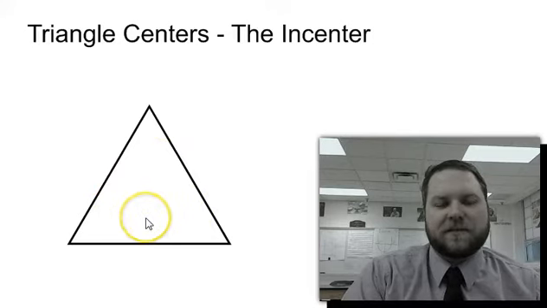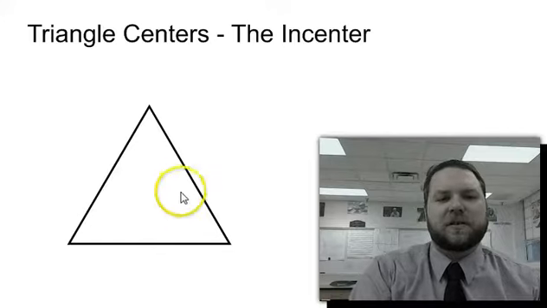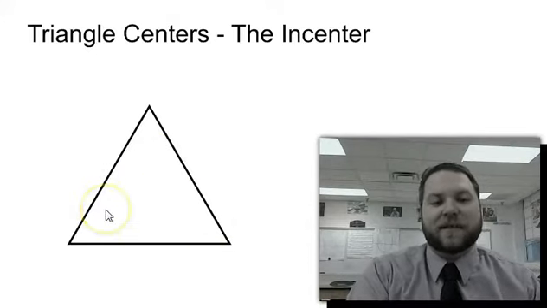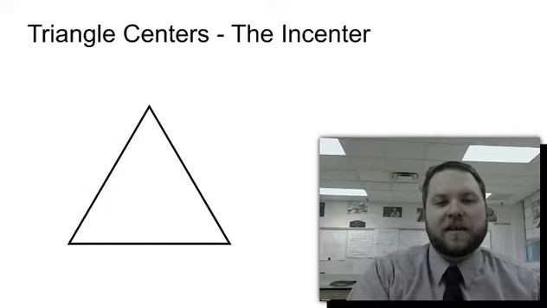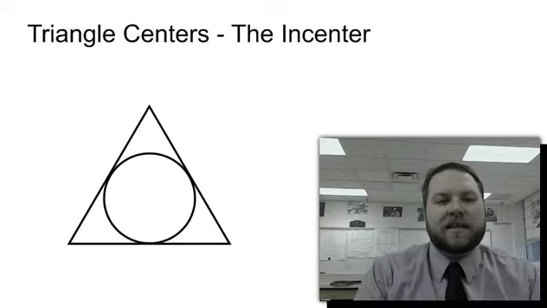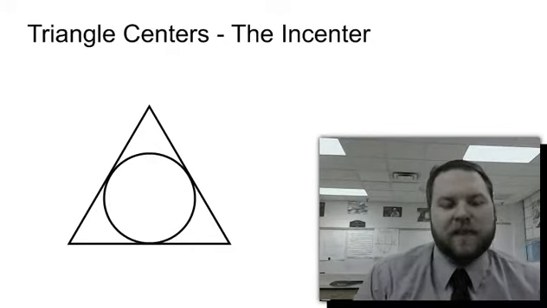And once you've got this circle in your mind, I want you to expand it. I want you to grow that circle until it's as big as it could possibly be, and if it got any bigger, it would be on the outside of the triangle. So that would be a situation that probably looks something like this. Here we say that the circle is inscribed within the triangle.